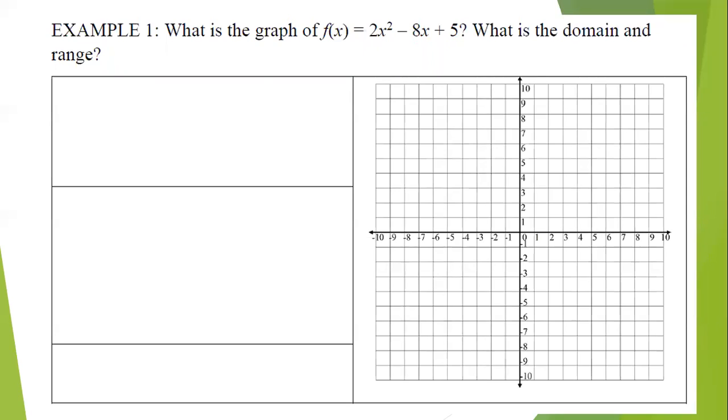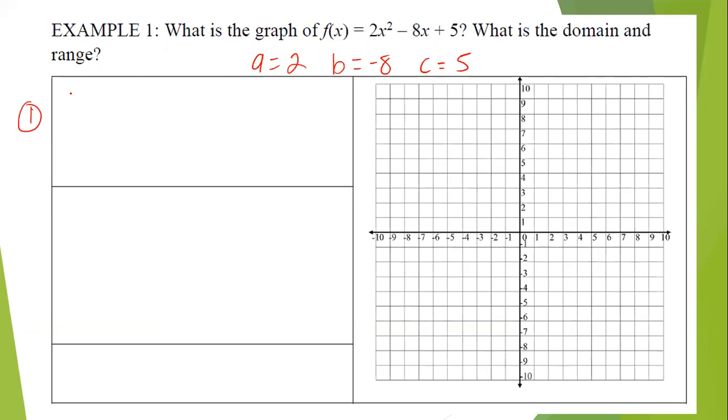We're going to start here. We have, what is the graph of f of x equals 2x squared minus 8x plus 5? And then we're going to analyze the domain and range. When I look here, I know that a equals what? Before I start, I should be able to tell what A, B, and C are. What's A? 2. What's B? -8. And what's C? 5. Do we all see where those numbers are coming from? All right, so now we're going to go through our 4 steps.